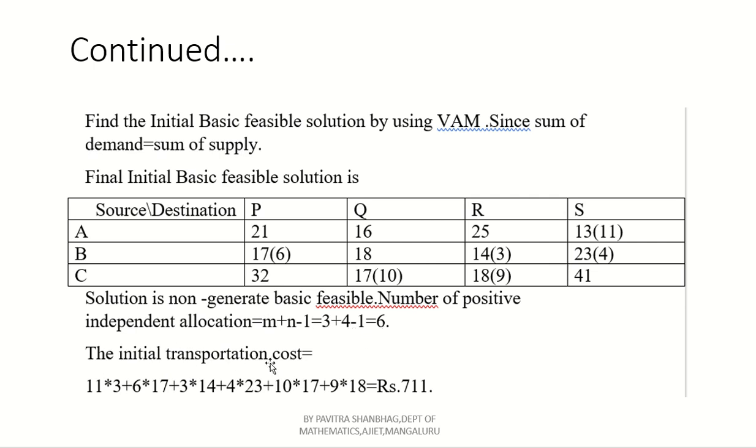Now the initial transportation cost becomes what now? Now you have to compute one by one. See, 11 into 13 plus 7 into 17 plus 7 into 6 plus 7, 14 into 3 plus 23 into 4 plus 17 into 10 plus 18 into 9. So what we will get? Rupees 711. So actually this process we have done in the previous lecture.